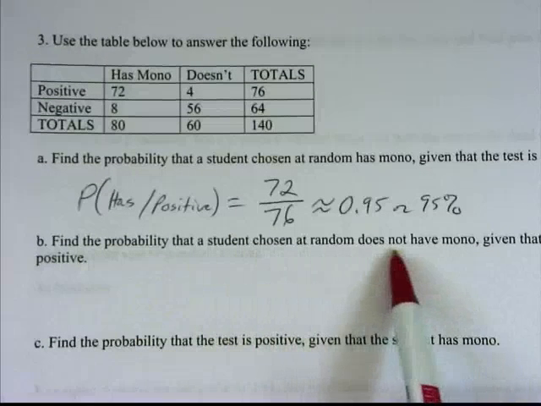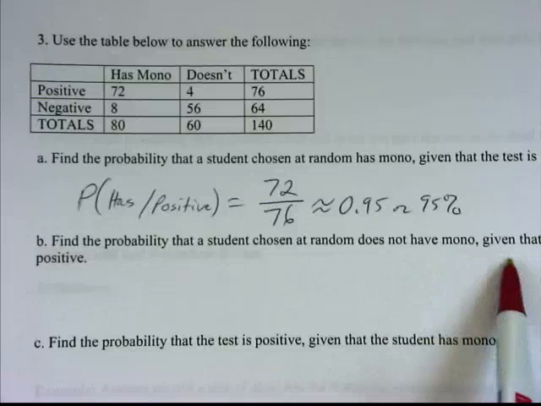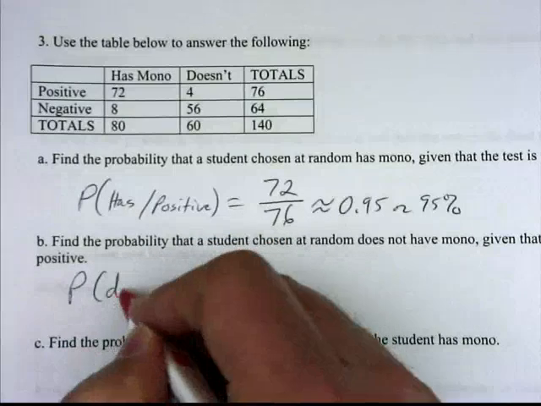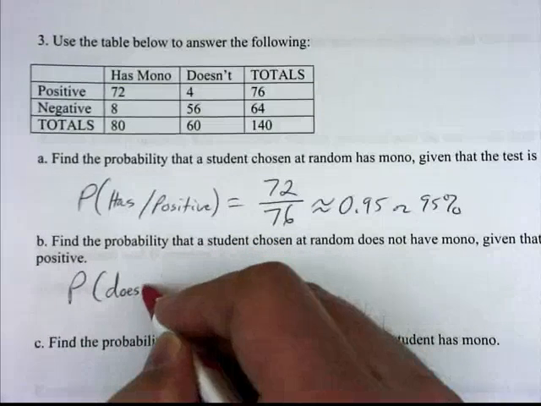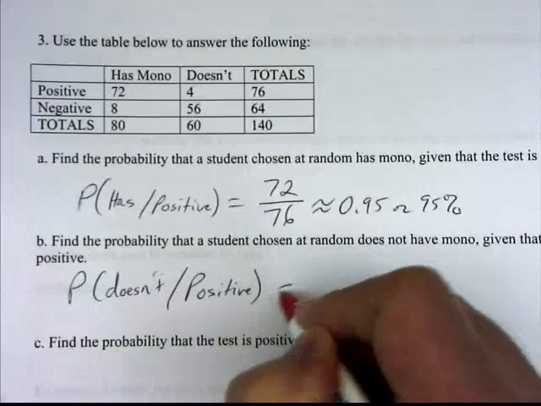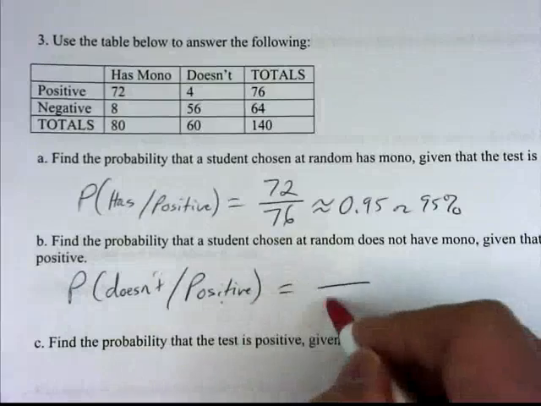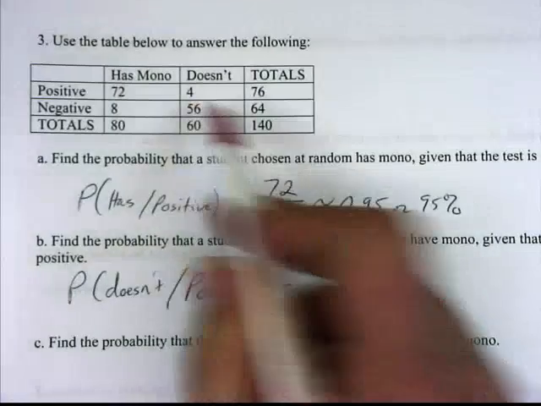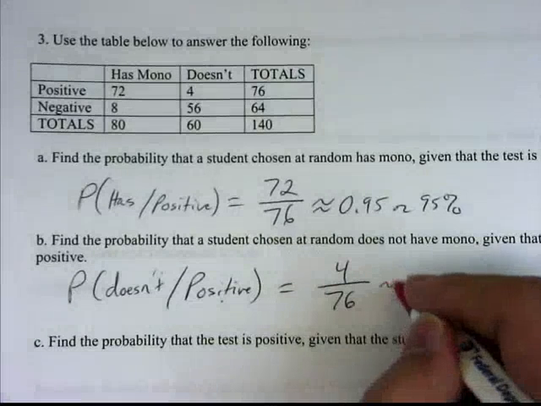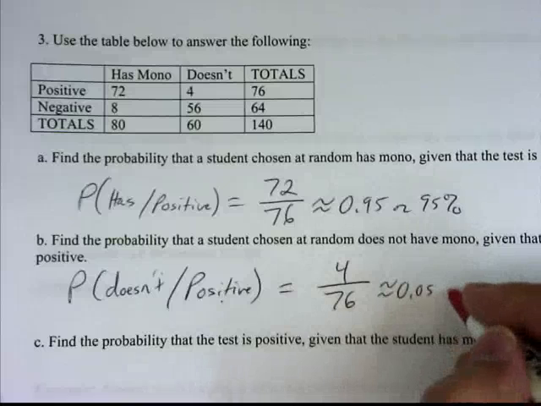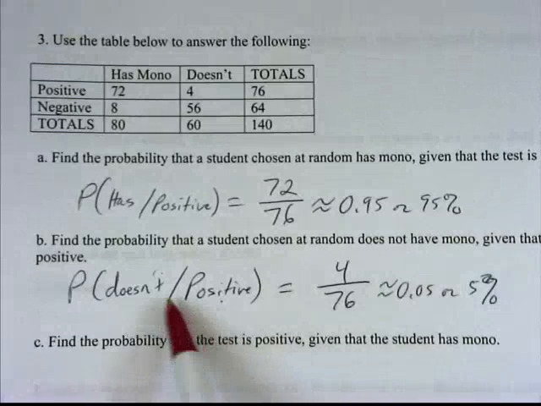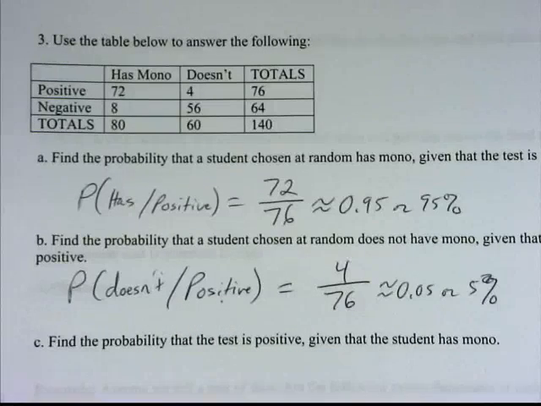Now let's find the probability that a student chosen at random does not have mono, given that the test is positive. So the probability that they don't have mono, but they still get a positive test. Again, we've got 76 positives, and of those 76 positives, 4 of them did not have mono. So that comes out to about 5%. We call those false positives. They did have a positive test, but they actually didn't have mono.